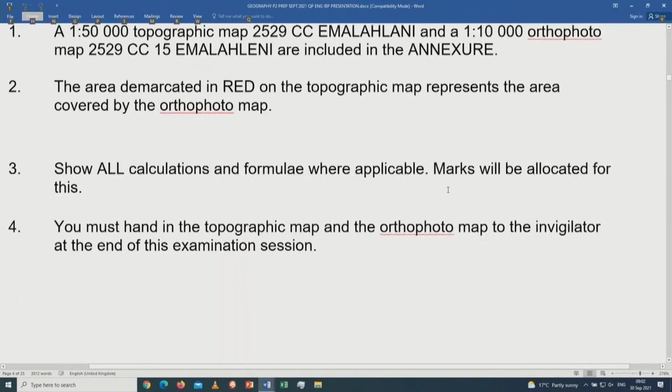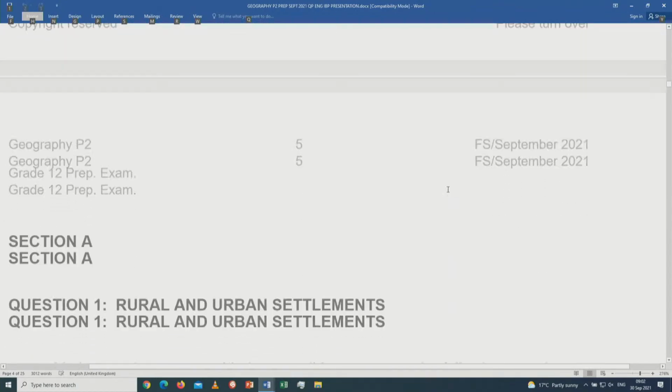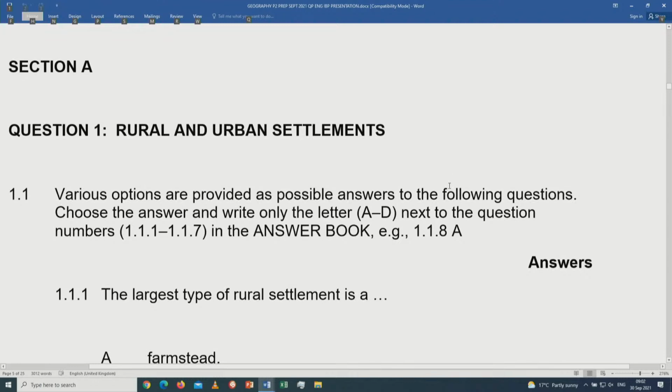We can go directly to the discussion of the paper. Let's go to question 1, section A, rural and urban settlement. Under 1.1, various options were provided as possible answers, and learners were supposed to choose an answer and write only the letter A to D. The way I have structured this, we have a question, and alongside it we have the answer for that specific question. Let's go directly to 1.1.1.